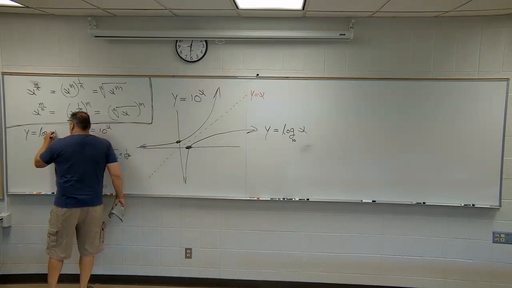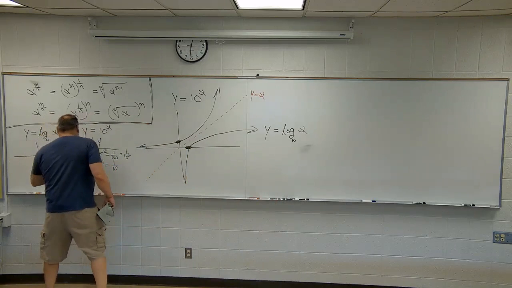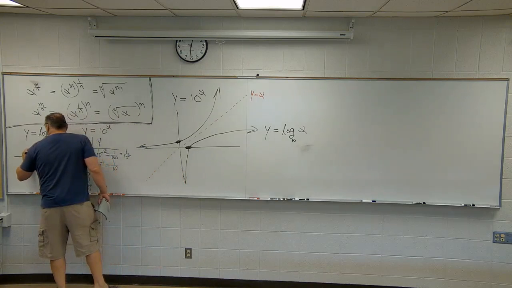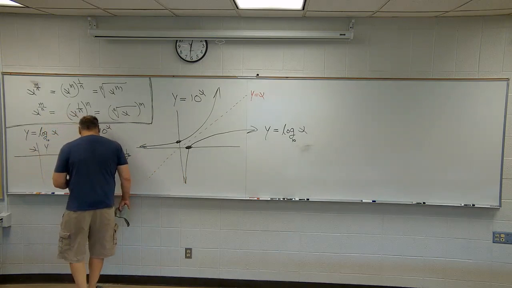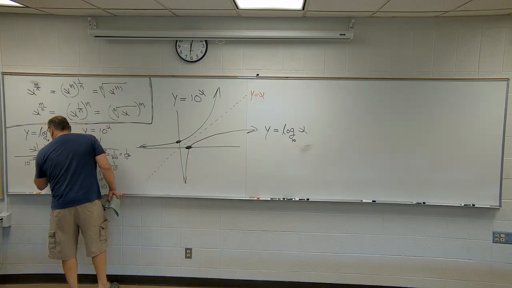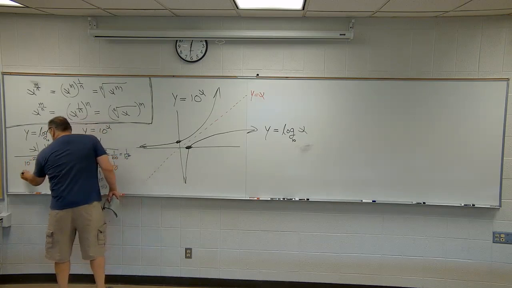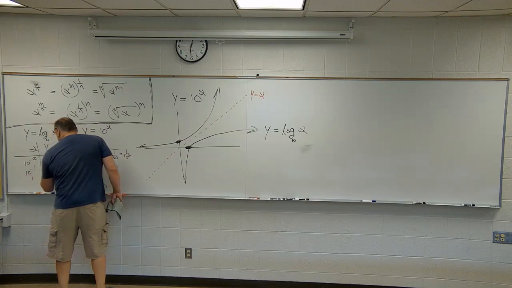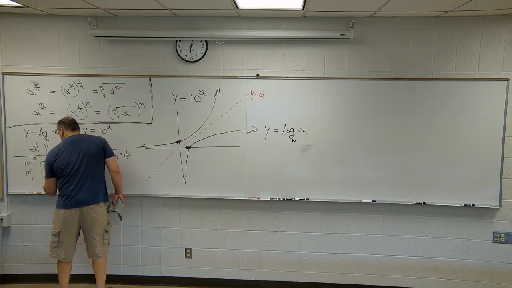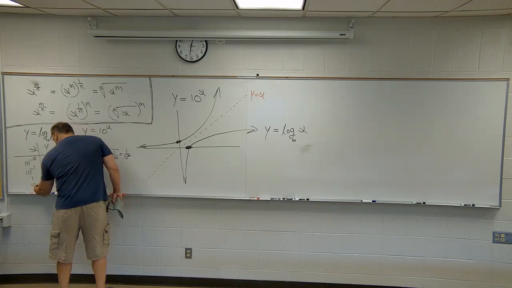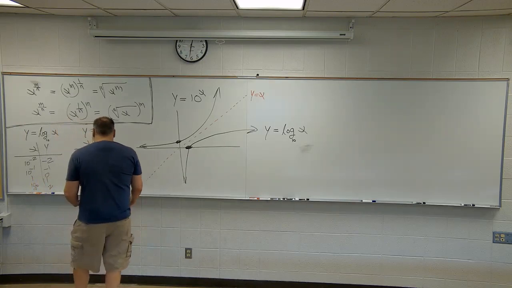This guy right here, everything goes backwards. Here's x, here's y. If you switched it around, if you had 10 to the negative 2, you got this. 10 to the negative 1, you got this. 1, you got 0. Why? Because 10 to the 0 gets you that. 10 is 1. 10 to the 2, 2. Wait a minute, they're mere reflections of each other.